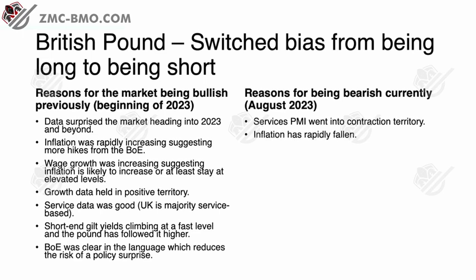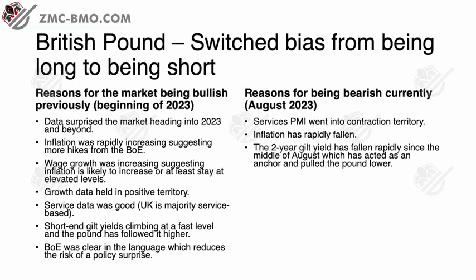Inflation has rapidly fallen. Of course, we had a big downside surprise in inflation recently. Not the one that just came out today, but the one before that. We had a massive downside surprise, and the market said, oh, that's another reason to be bearish the pound. And I think that was around September. 2-year gilt yields have fallen rapidly since around the middle of August, which has acted as an anchor and pulled the pound lower.